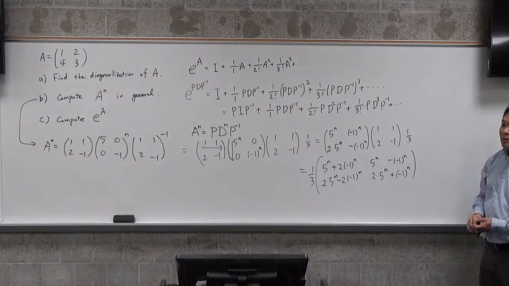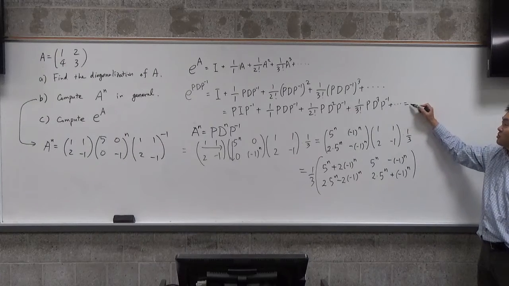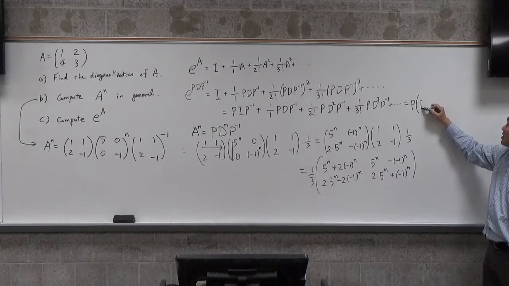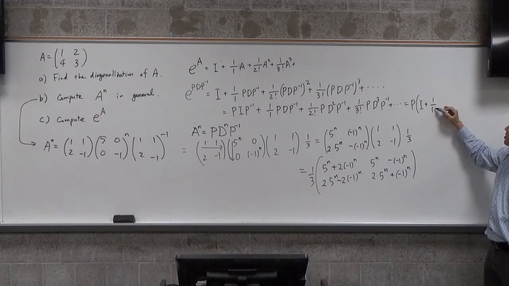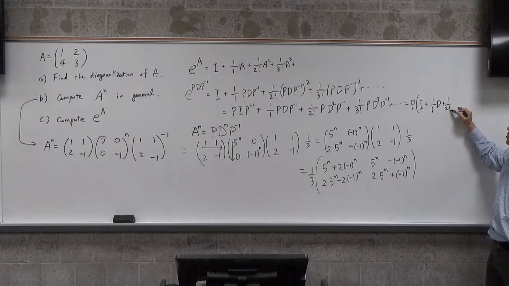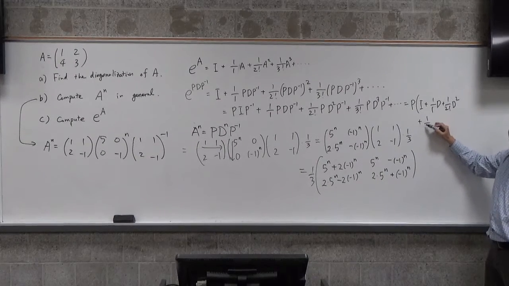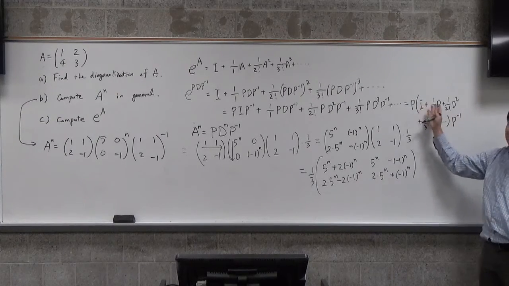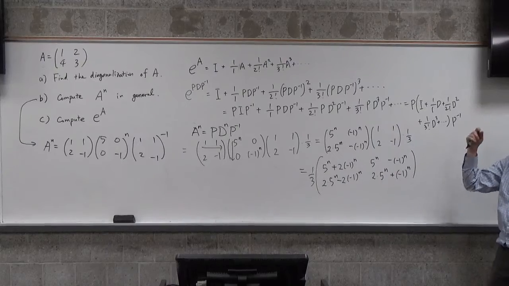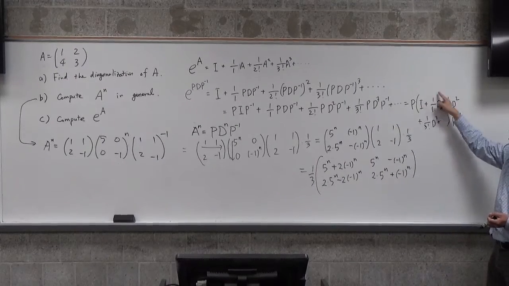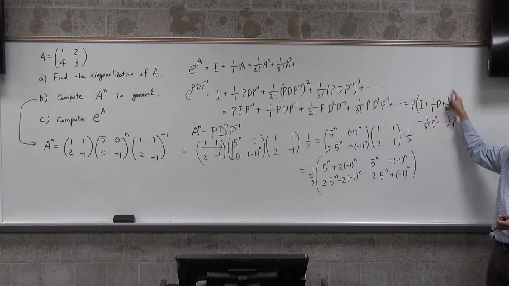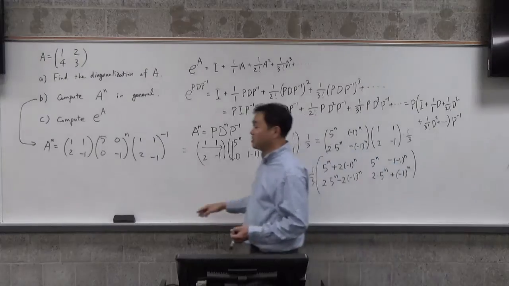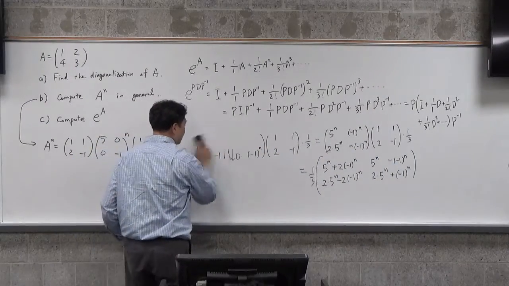So once you do this, now what do you know? This is P times identity plus 1 over 1 D plus 1 over 2 factorial D squared plus 1 over 3 factorial D cubed plus and so on, with P inverse. I can factor the P outside and P inverse outside, both sides. But what is this? That's the exponent of D.